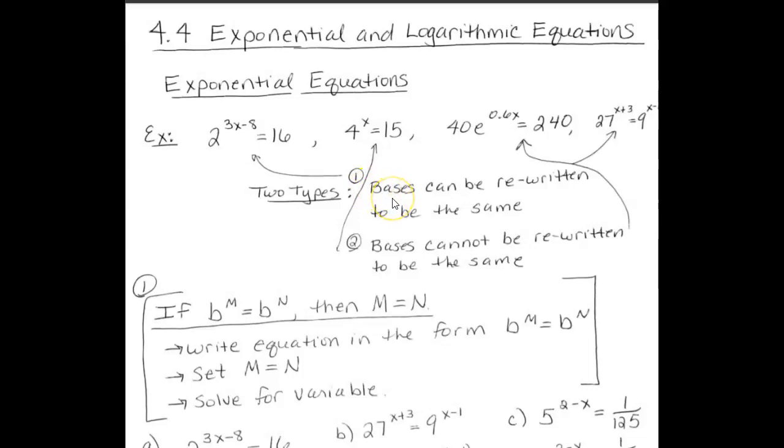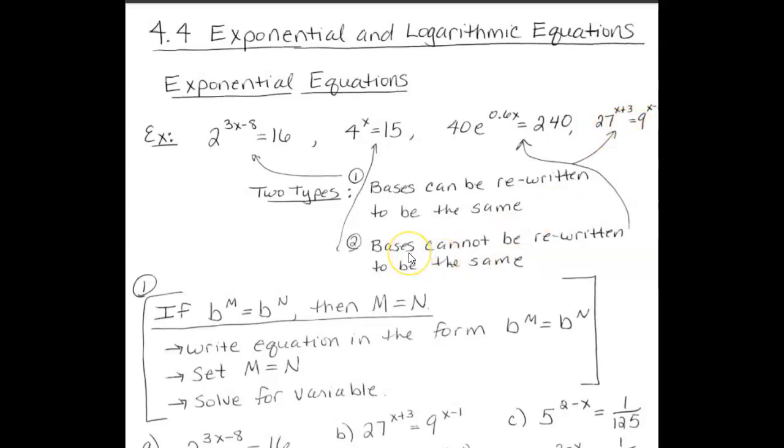Type 1 is the type in which the bases can be rewritten to be the same. In this first example, 2 to the power of 3x minus 8 equals 16 is this type because 16 is a power of 2. So I could rewrite 16 using base 2. This last example is also this type. We have 27 to the power x plus 3 equals 9 to the power x minus 1. 27 and 9 are both powers of 3, so I could rewrite this expression to where the bases of the exponents match.